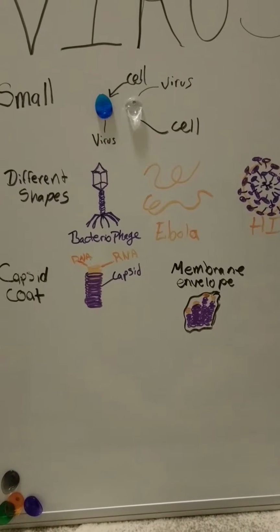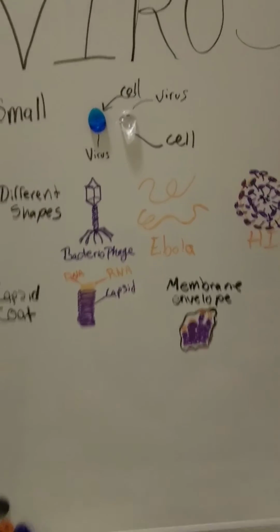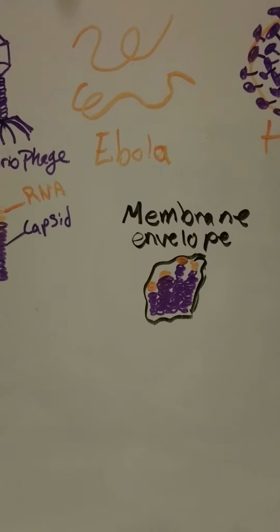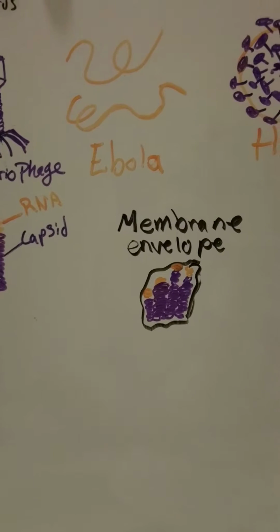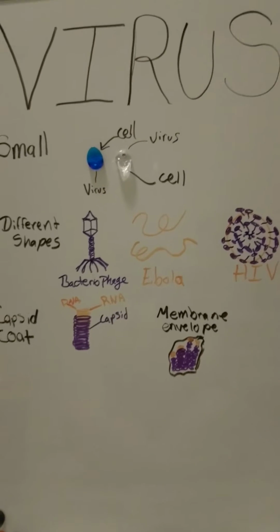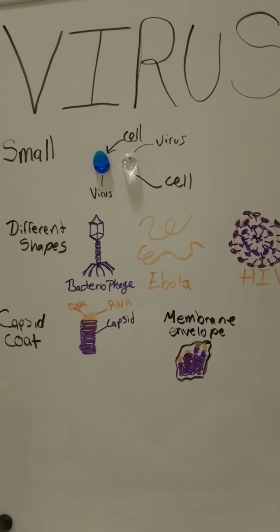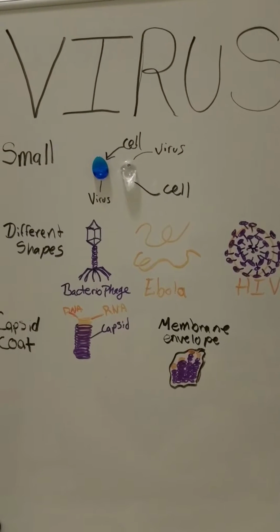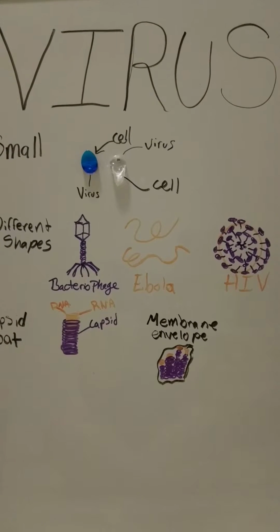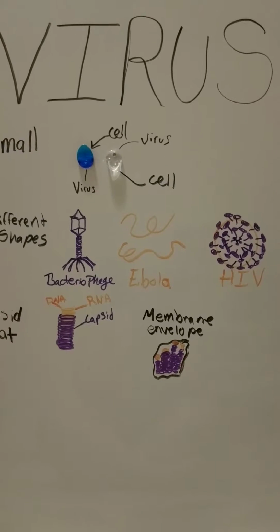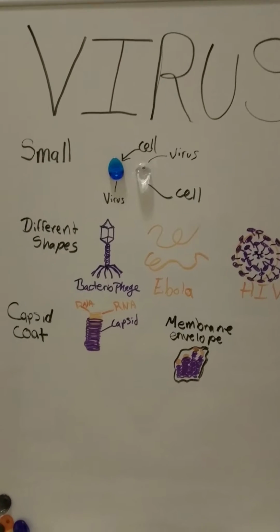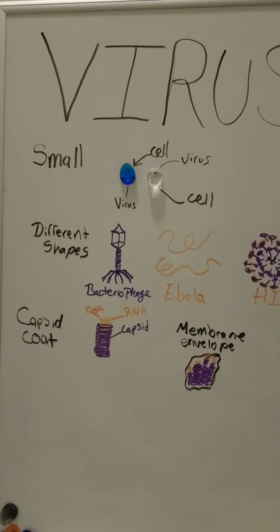In some occasions, the virus will have a membrane envelope, which is right here. The black outline, that is your membrane envelope. Inside you have your capsid coat, which is the purple, and inside that is your DNA or RNA material in orange. The virus will have a membrane envelope which they steal from the membrane of the host cell. When viruses do this, it makes it really hard for the host cell to notice or identify the virus. Like I showed you above, how small they actually are compared to the actual cell.